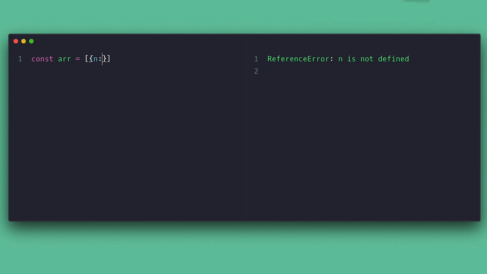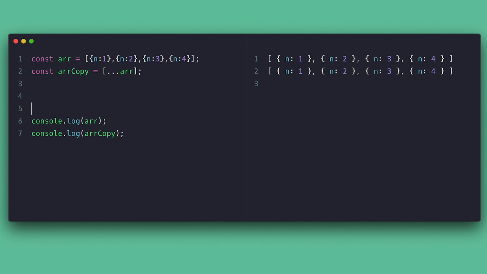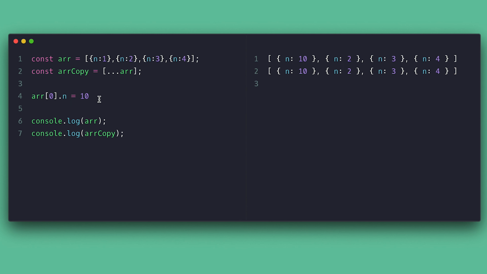If the items in the array are primitive, this is fine. When you have object items, the reality is different. To illustrate this, I have this array of objects with an n property. Now if I copy this and then change the first item n to be 10, notice that both arrays get the change. And this is because the copy is shallow, meaning the array is different, but the items in the second array are references to the items in the first array. They are the same items pretty much.